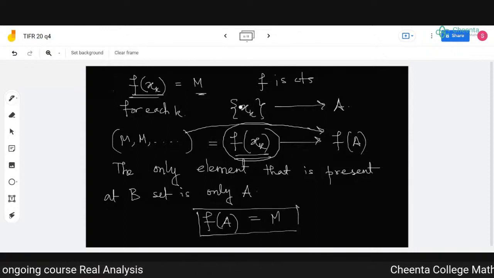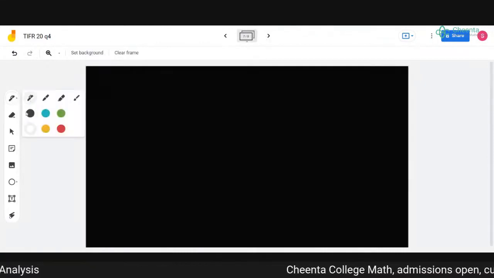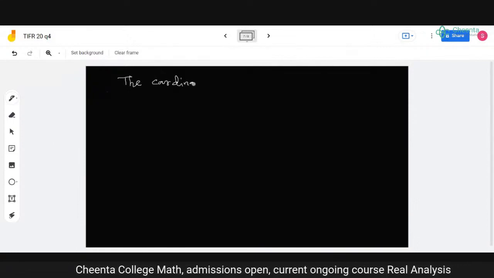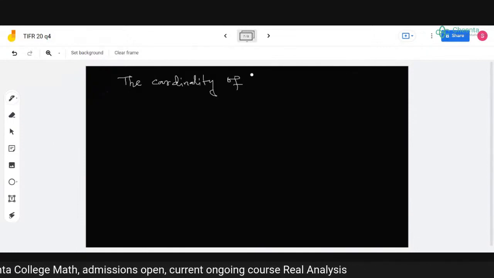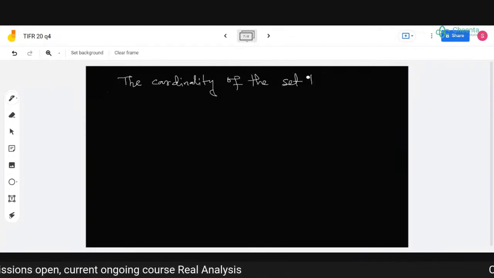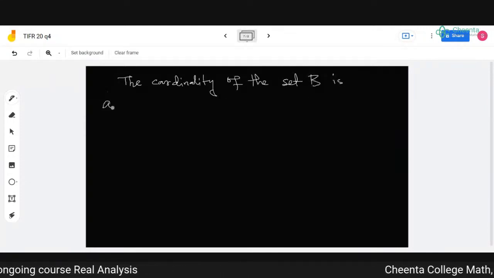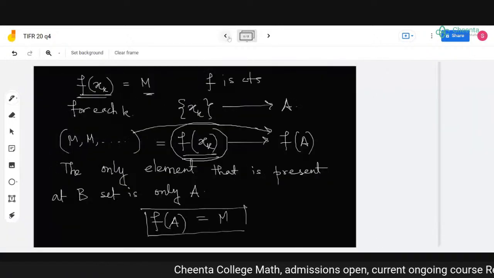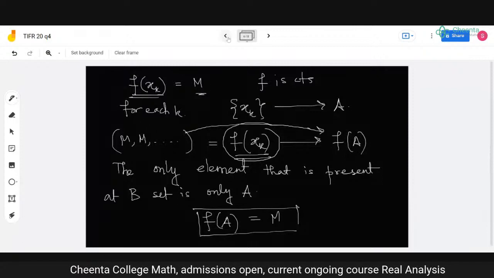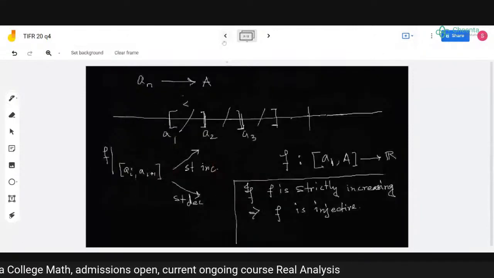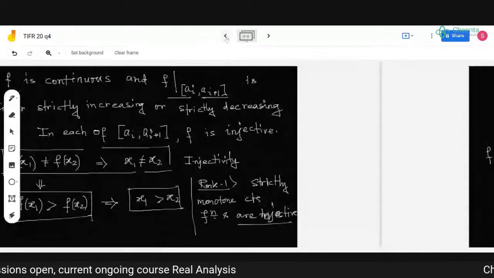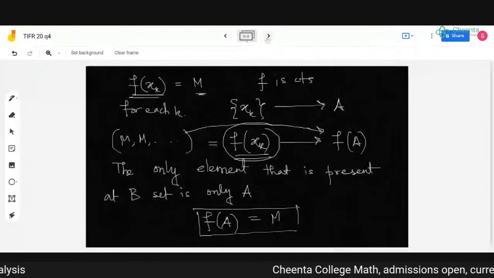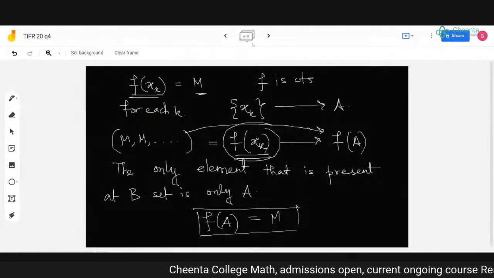All right, so hence the answer to this question is that the cardinality of the set B is at most 1. We have proved that it can be 0 if f is completely and strictly monotone everywhere. If not, then we have the only possibility where f(x) is m at x equals a.